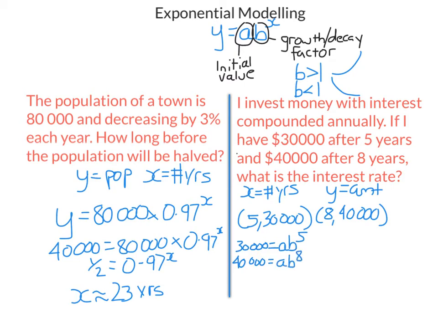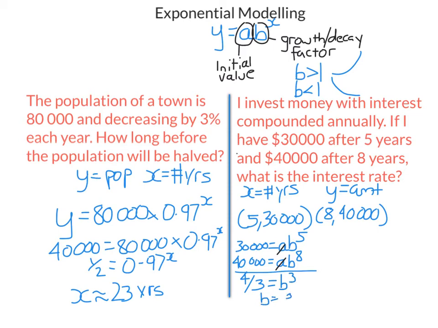As I did in a previous example on one of the slides, to find out what A and B are, I'm going to actually divide. I'm going to take this equation here and divide by this one. So what I get, 40,000 divided by 30,000, is just 4 over 3. That's what I get when I do this divided by this. Now, ab to the power of 8 divided by ab to the power of 5: the A's cancel out. B to the power of 8 divided by B to the power of 5, index laws: we keep the same base and subtract the powers. So this is a very easy equation to solve.